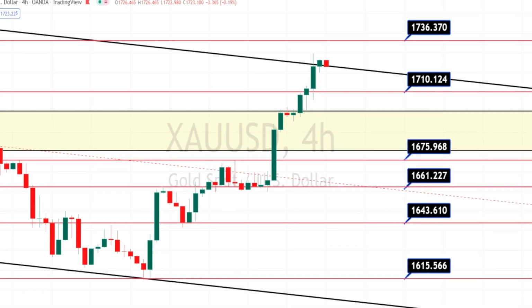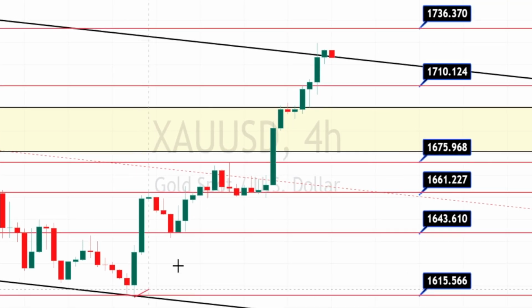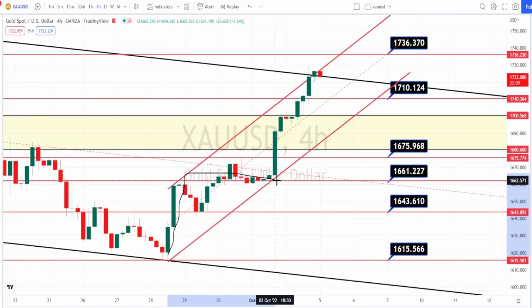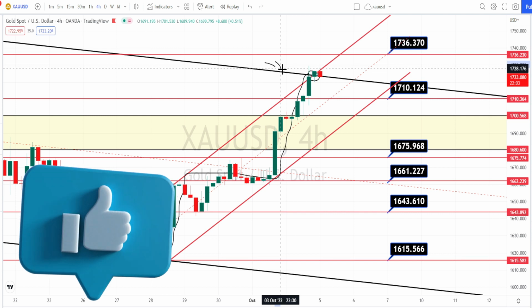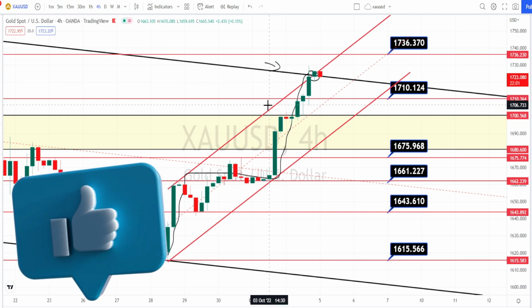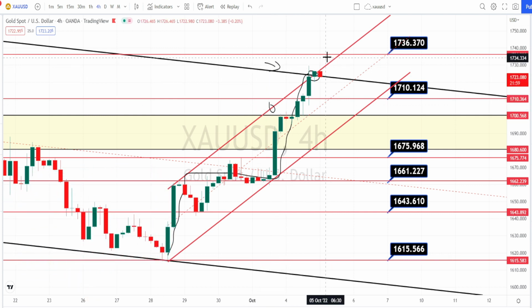Again I am drawing a bullish channel pattern, and based on this bullish channel pattern we are noticing the price action to find resistance on this bearish channel pattern resistance line from the daily time frame, and also from the bullish channel pattern resistance line from the 4 hours time frame.